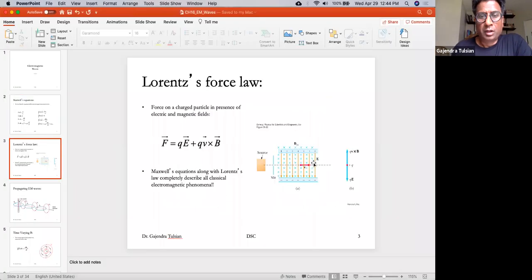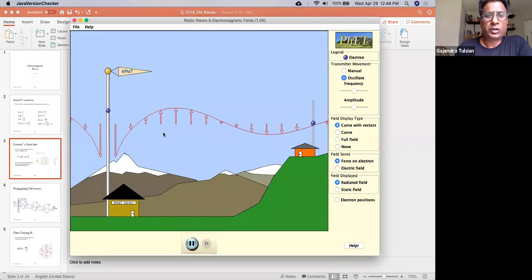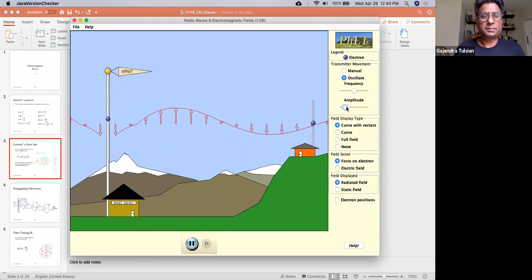Okay, so again, let me show you the simulation. This shows you how to produce electromagnetic waves. Let's decrease the amplitude a little. So you jiggle a charge and this will emit electromagnetic radiation.